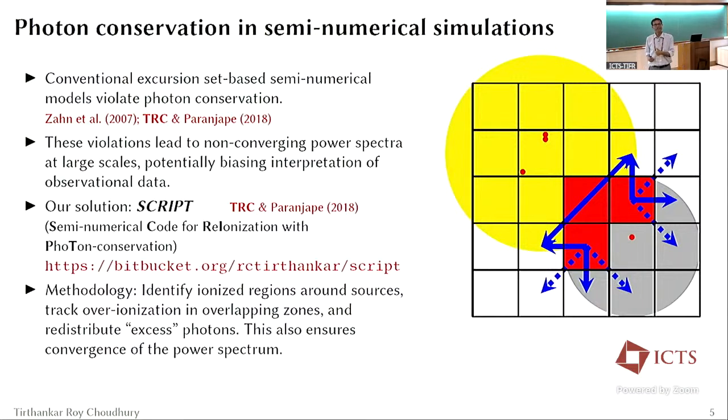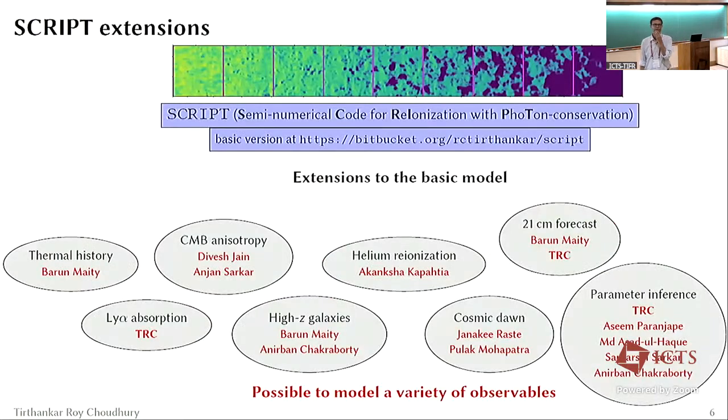What is interesting is that the moment you solve the photon non-conservation problem, this non-convergence of power spectra also gets solved. So the power spectra at low k, that is large scales, then become independent of the resolution you are using to generate the ionization maps. This is why we spent some time developing this.